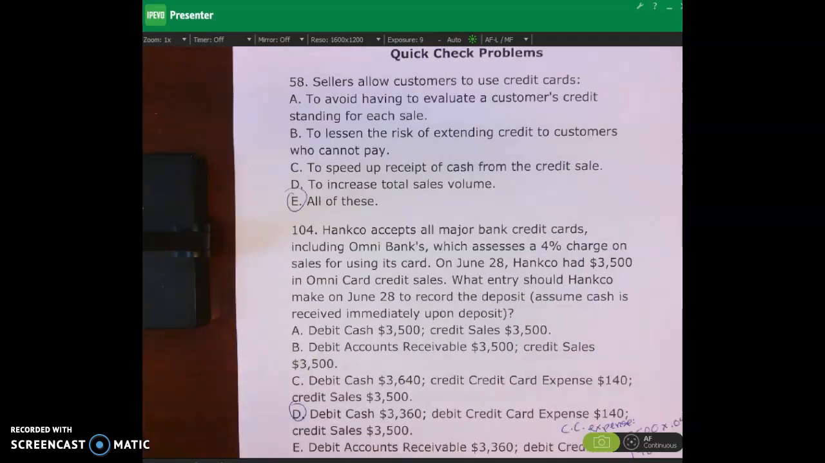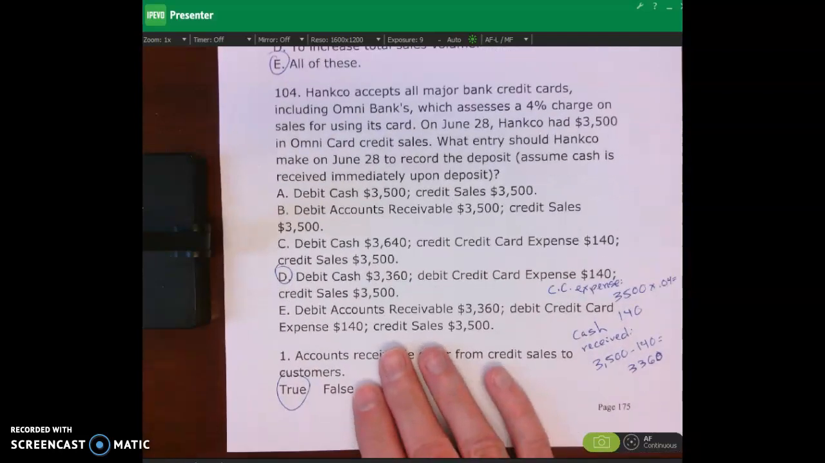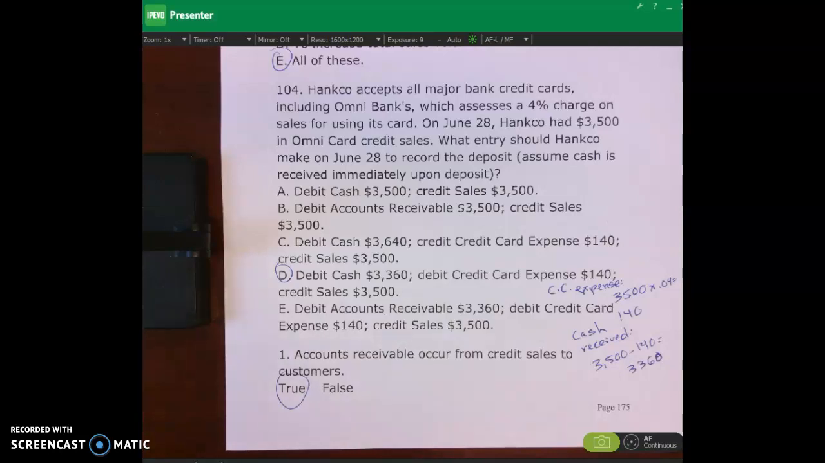Number 58, sellers allow customers to use credit cards. E is the right answer. All of those: to avoid having to evaluate a customer's credit rating for each sale, that's true. To lessen the risk of extending credit to customers, that's true. To speed up the receipt of cash from a credit sale, yep. And to increase total sales volume. E is the right answer. All of those.